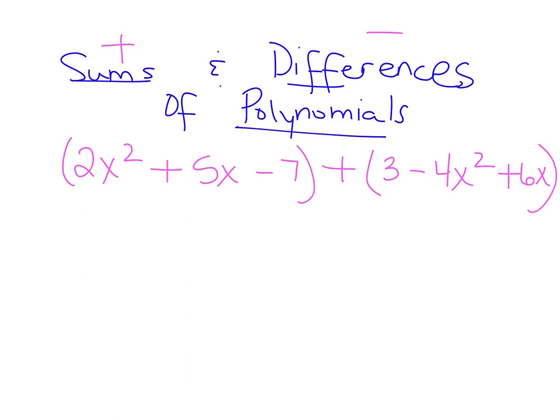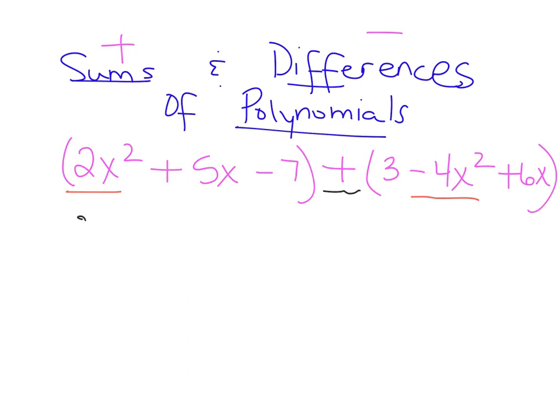So if I look at this problem, it really doesn't matter where you start, but I am going to start with the first term in the first parentheses, 2x squared. Then I'm going to look over to the right-hand parentheses and ask myself, is there a term that's like it? The answer is yes. So I'm going to underline not just 4x squared, but negative 4x squared. What does the problem say that I'm going to do with these two terms? I'm going to add them.